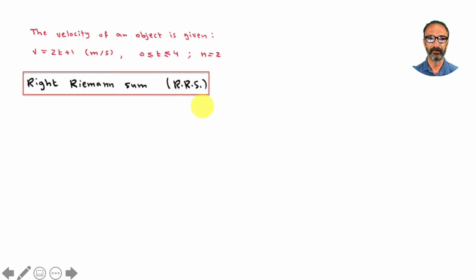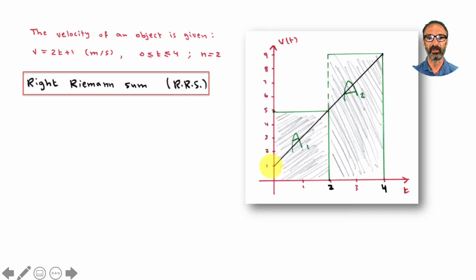Same problem, all right? Same graph, but now we're using the right. You see the 2? You see the 4? For this interval, 2 is my right. From 2 to 4, 4 is my right. So I'm going to build the heights based on my rights. The right-hand grid points are 2 and 4.